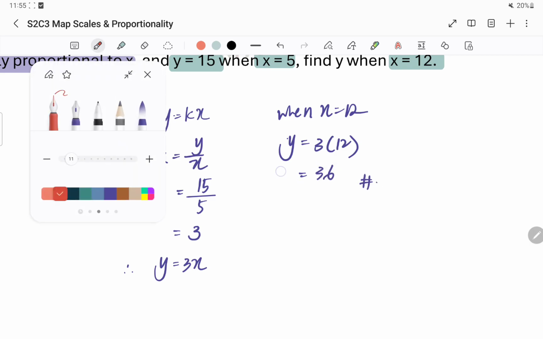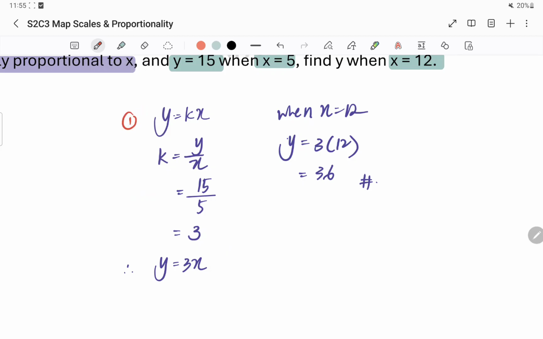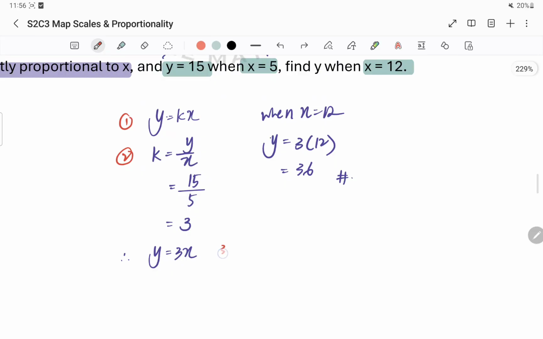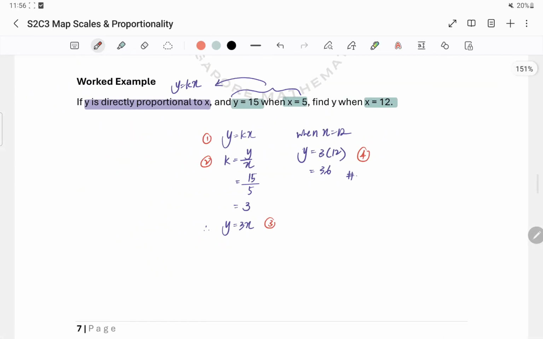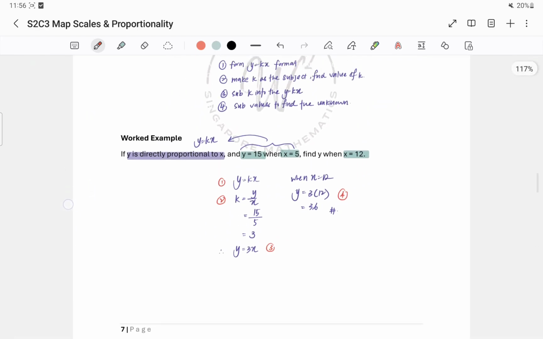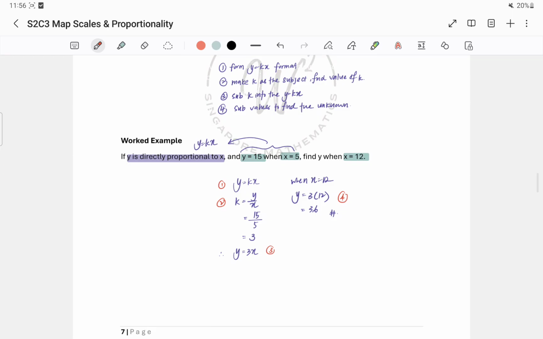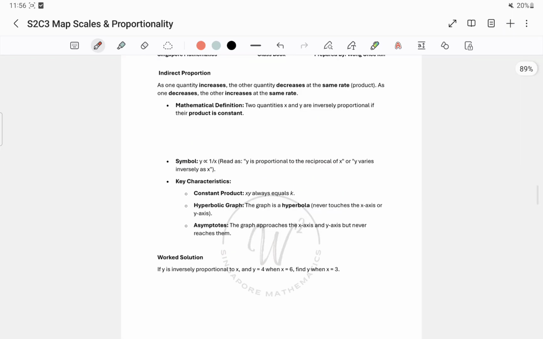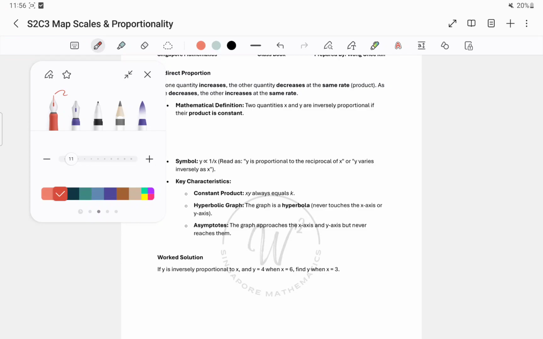So can you see the steps? First step, y equals to kx. Second step, find the value of k so that you form the equation over here. And then lastly, you find the answer for the question. So there are 4 important steps that you need to know. Okay, so we have looked into direct proportion.